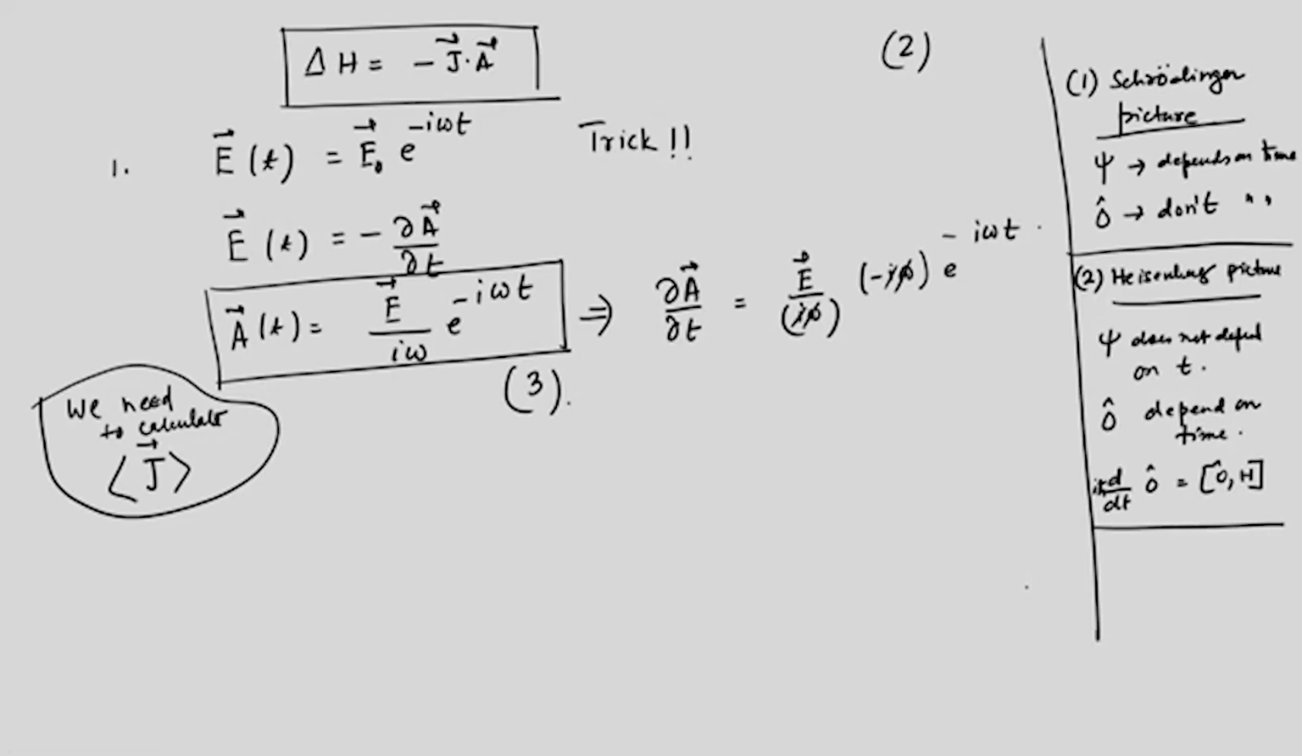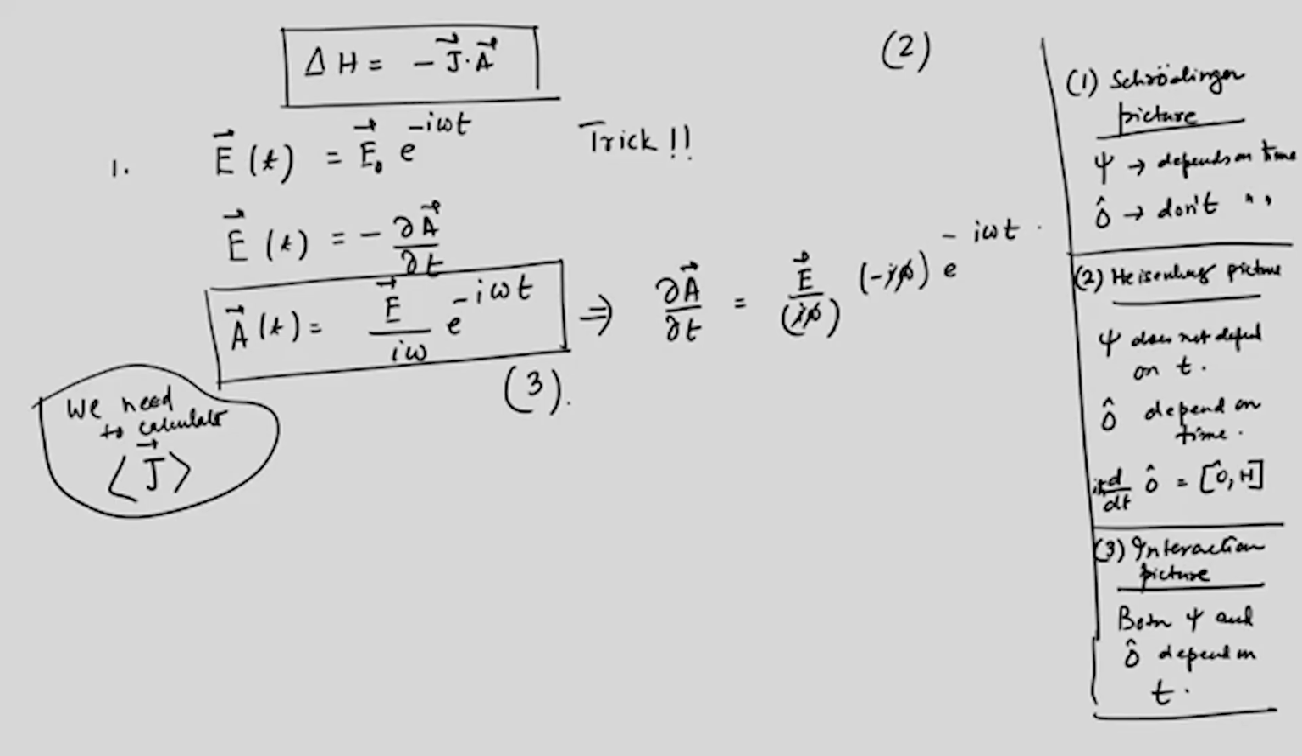A third picture, which is very important for the many particle system. In fact, all the many particle system, the Green's function and all the perturbation theory that we talk about are developed in the interaction picture, where both psi and O depend on time. Okay. So, this is in a nutshell the different pictures of quantum mechanics that one deals with.